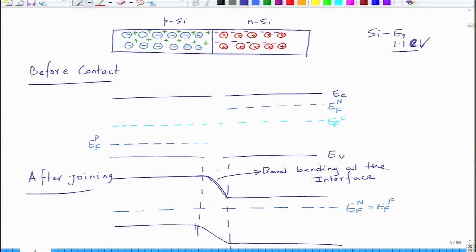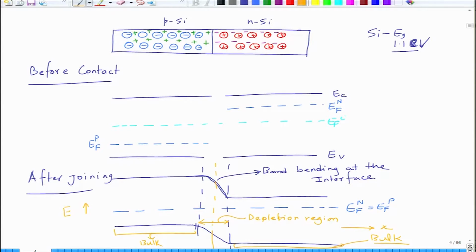Now, the region at the interface, so this is the original interface, let us say. The region up to which the bands bend on both sides is called, we will see, the depletion region, and these regions are called the bulk of the semiconductors. So this is bulk, this is also bulk. Now what you see here is band bending. Bending of bands means you have a gradient, and so this is a distance x, and this is energy.